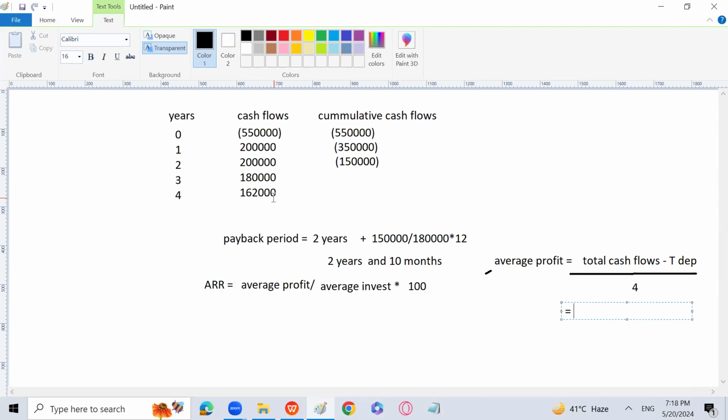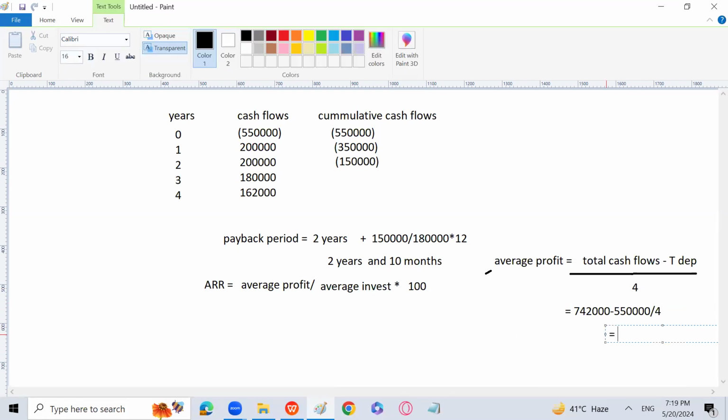So what is the amount? 2 lakh and 2 lakh is 4 lakh. 4 lakh and 1,80,000 is 5,80,000. Then it will be 6,80,000 and 62,000. How much will it become? 7,42,000, if I'm not wrong. Minus total depreciation of 5,50,000, divided by 4. You will get your average profit.